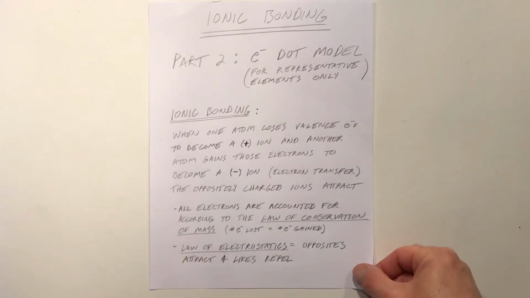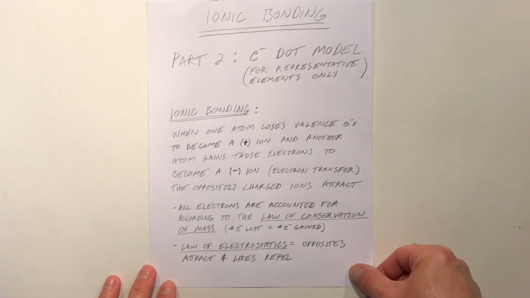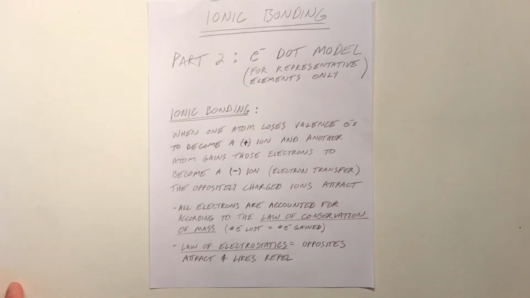This is a video about ionic bonding. This is part 2, dealing with the Electron Dot Model for representative elements only for ionic bonding.